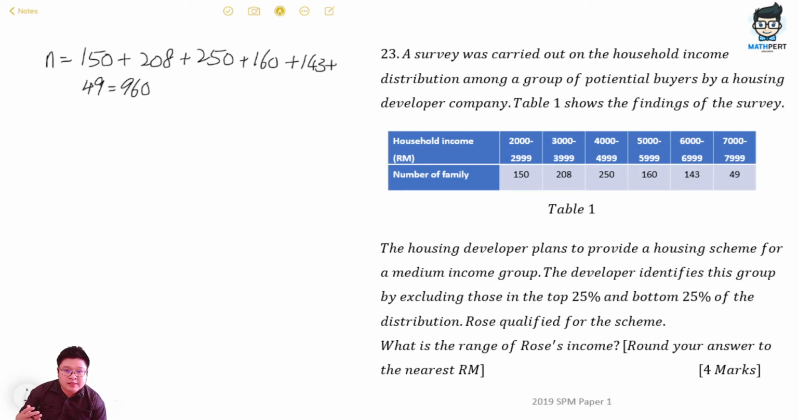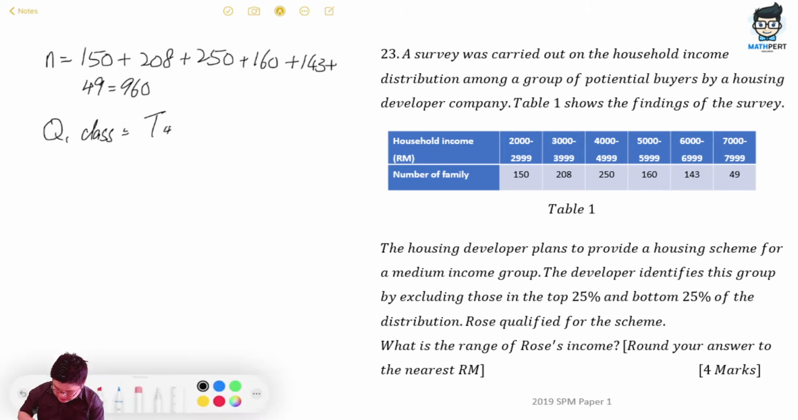Alright, so then the next thing is that we need to find out the first quartile class. So the first quartile class, Q1 class, is equal to the 960 divided by 4, which will be the 240th term. So the 240th term is, 2000 to 2999 only has 150 families.